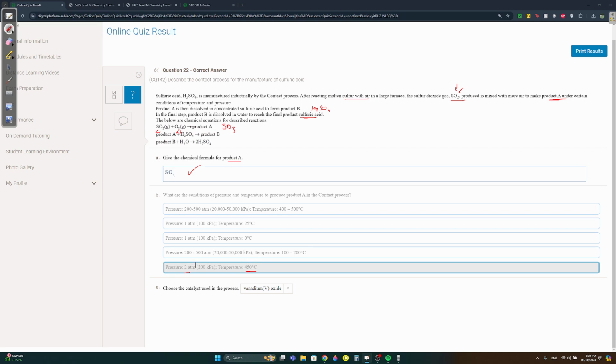In kilopascal, how much is it? Always from atm to kPa, you multiply by 100. But from atm to Pa, you multiply by 10 to the power of 5. So 2 times 100 is 200 kPa, because they asked for it in kilopascal in the exam. What catalyst is used in the contact process? Vanadium(V) oxide. Thank you so much for watching.